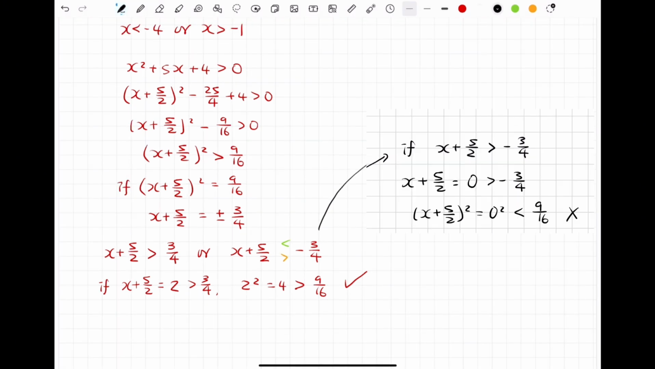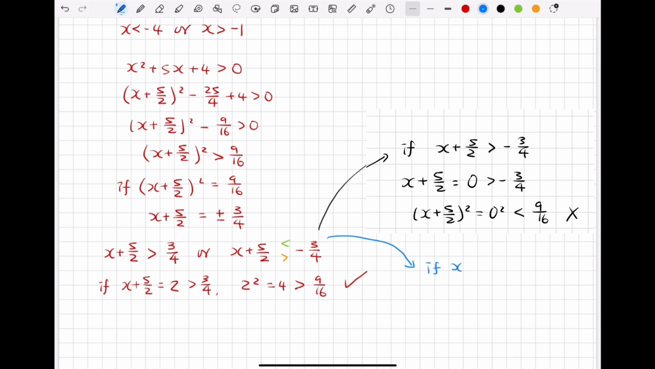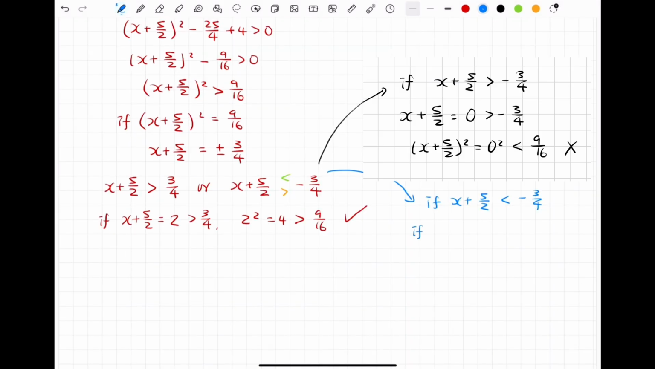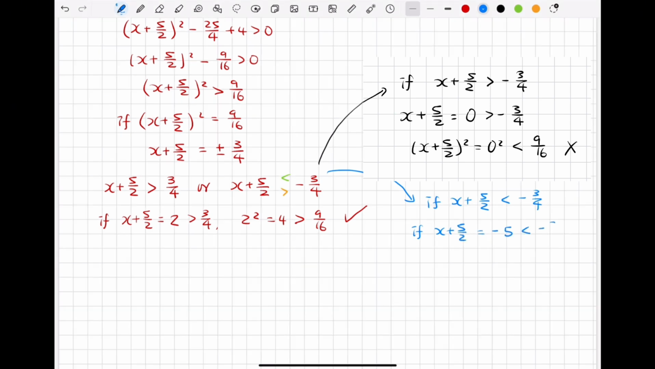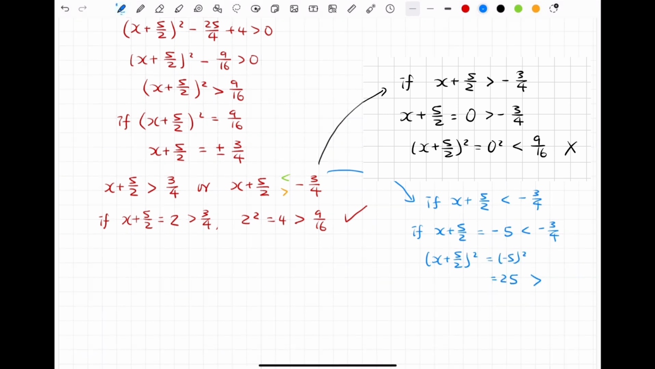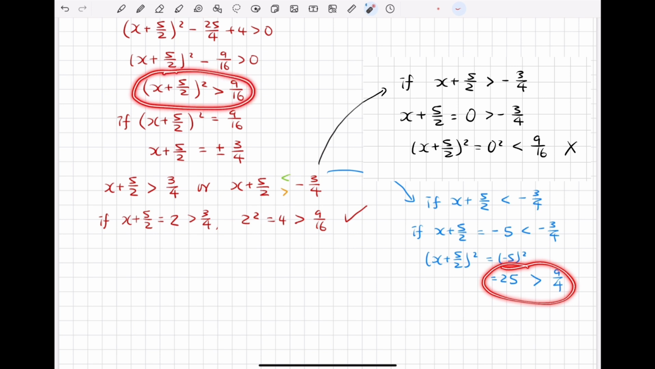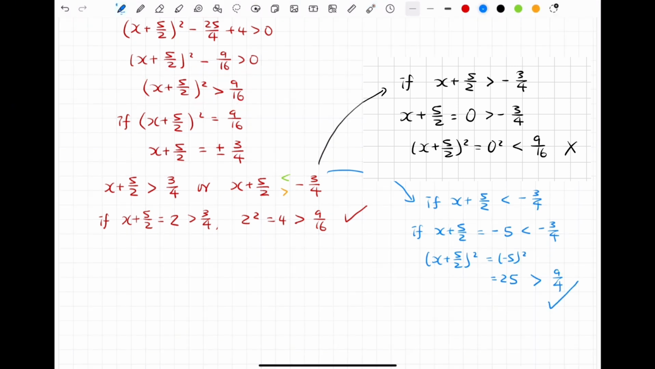Okay, so now let's try the other one. If x plus 5 over 2 is smaller than negative 3 over 4, for example, if x plus 5 over 2 is negative 5, and that is smaller than negative 3 over 4. Now, if I square it, I'll have 25, and the 25 is greater than 9 over 16. Therefore, this one is correct. So x plus 5 over 2 will be smaller than negative 3 over 4.